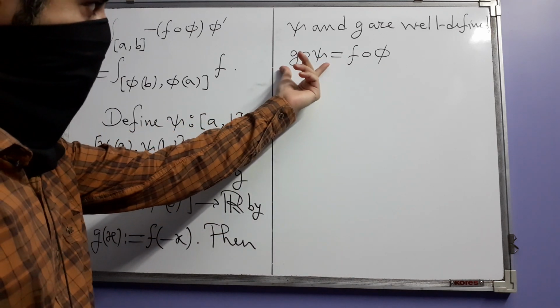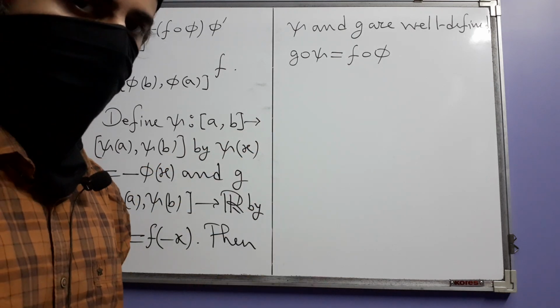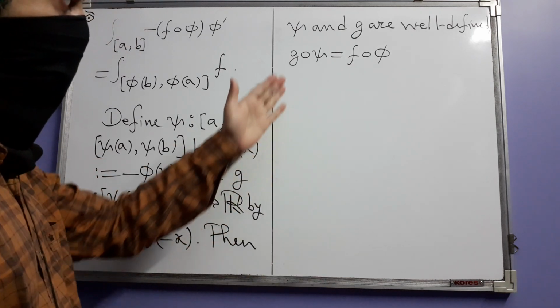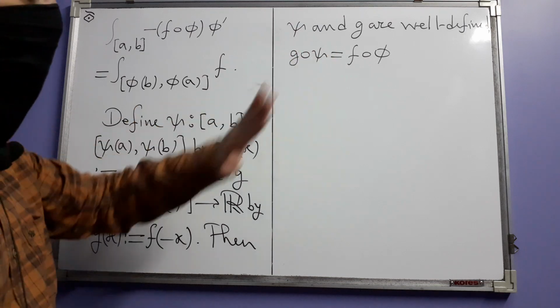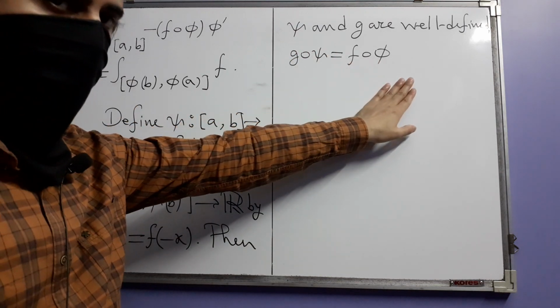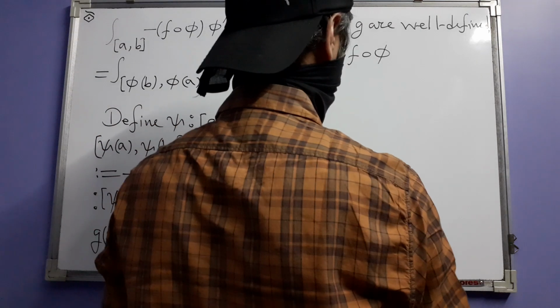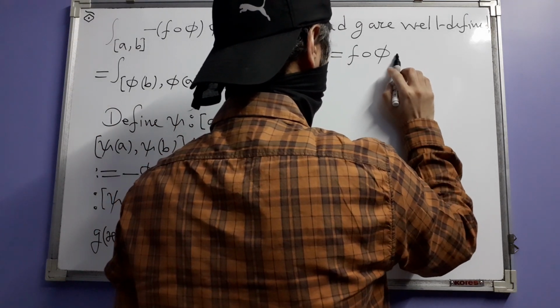What you do, you just calculate this at any input x coming from your a comma b interval. You will see that when you apply the definitions of g and psi and you manipulate things, you will see that ultimately this is what you get. Okay, so this is another thing. What else is true?